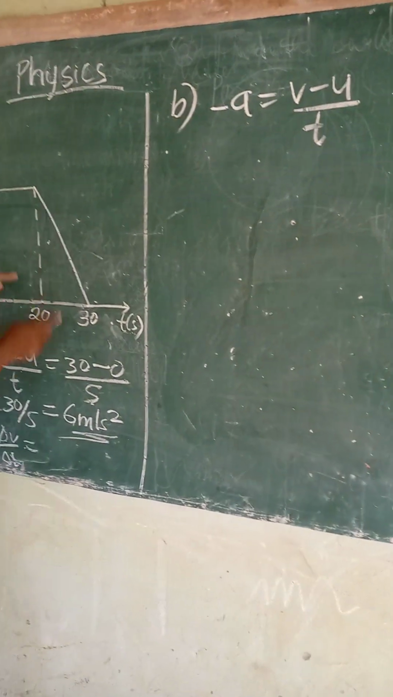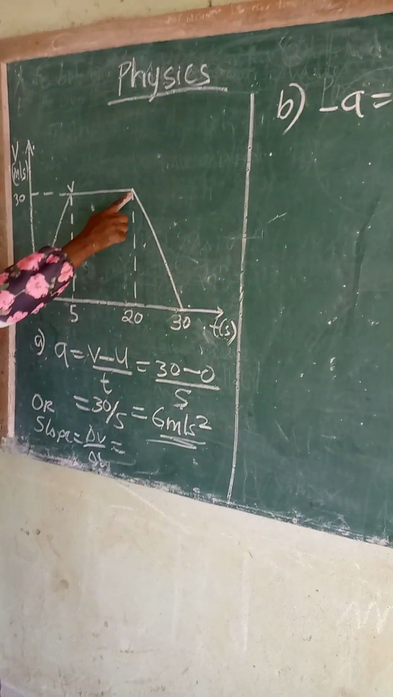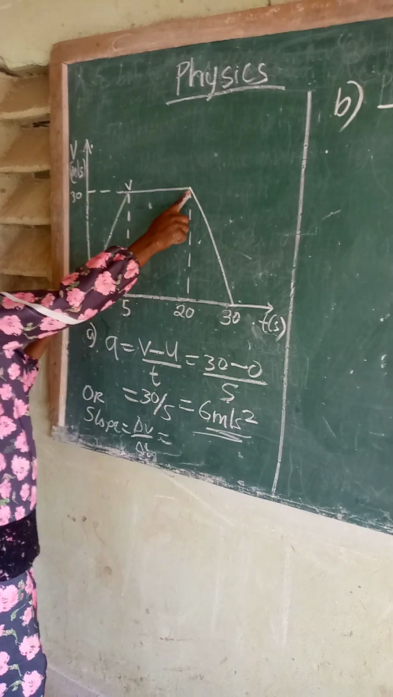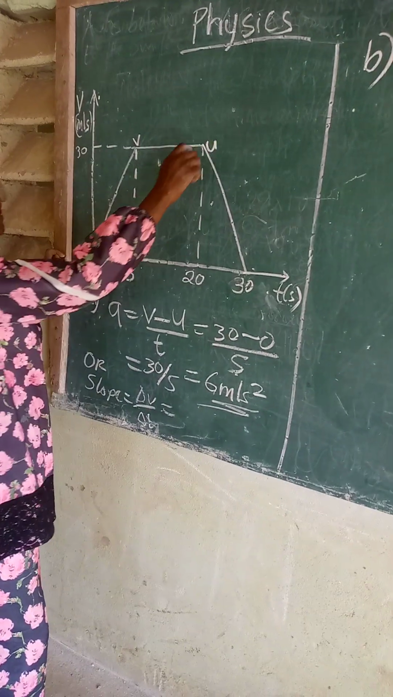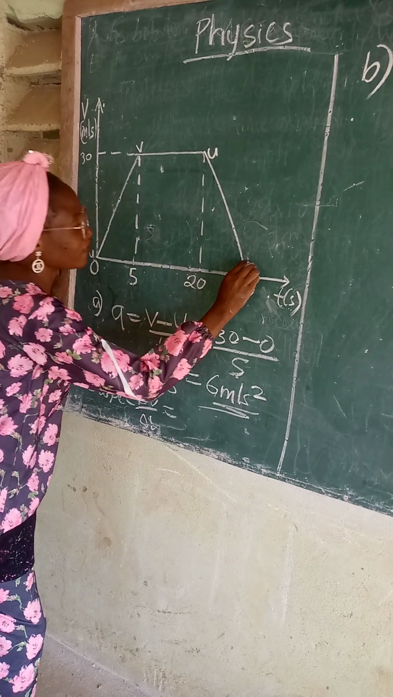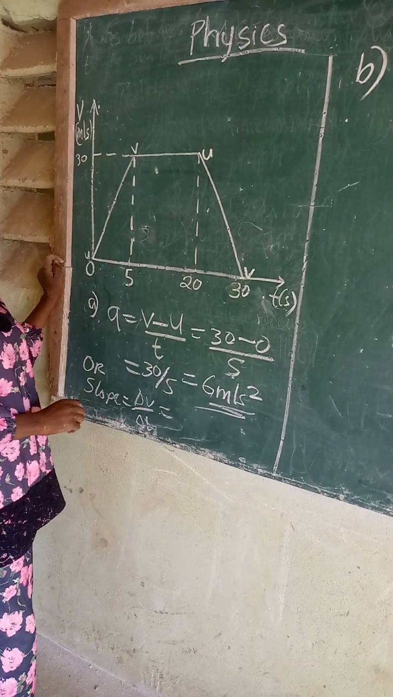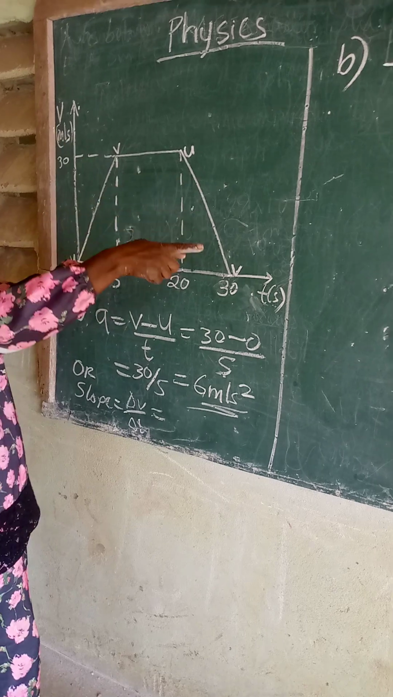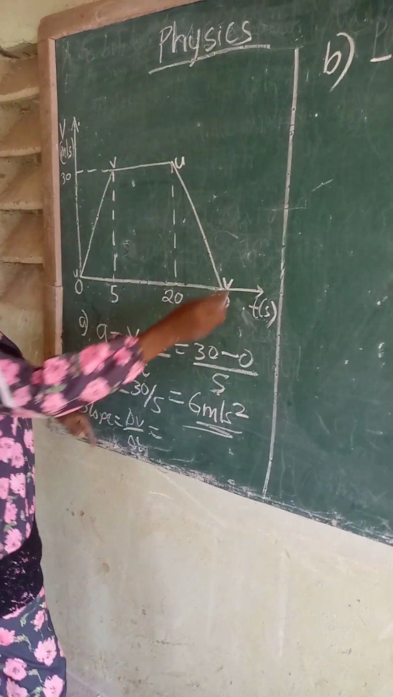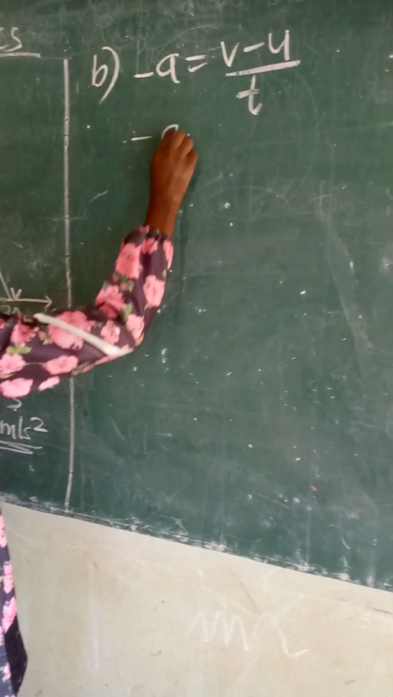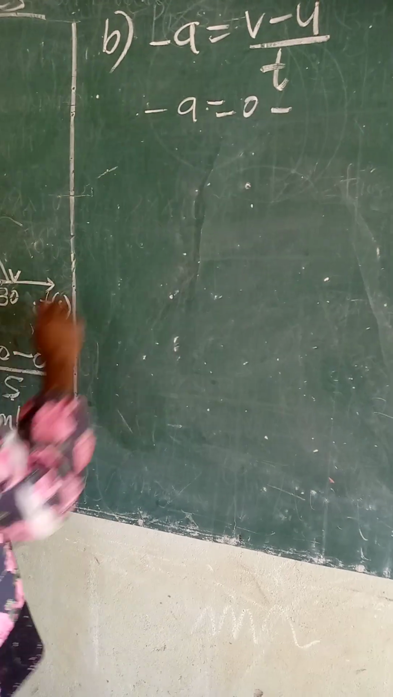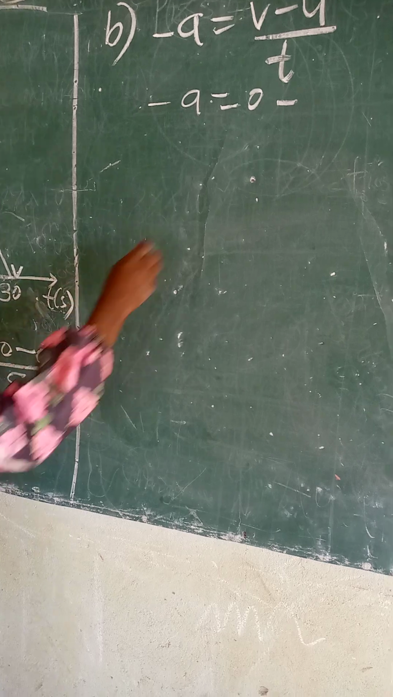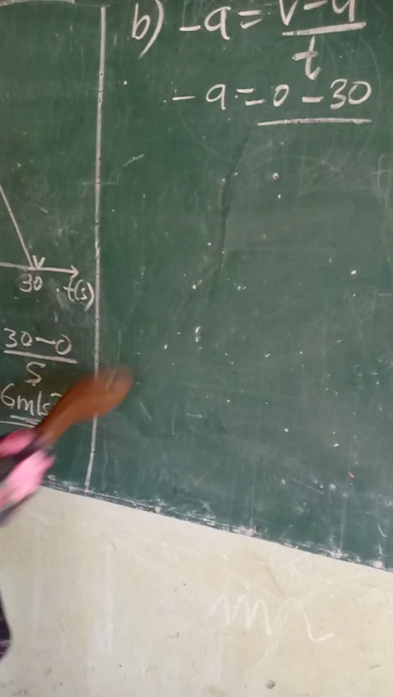Let's come back to the graph. So now, retardation starts here and ends here. This is our initial for retardation, and this is our final for retardation. If we put this in this formula, our minus A is equal to our final, which is 0, minus our U, which is 30, all over T. What is the T?